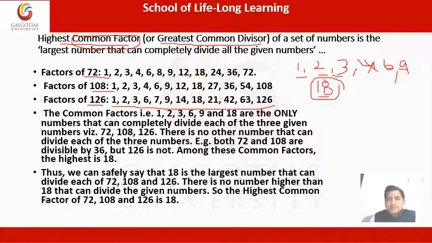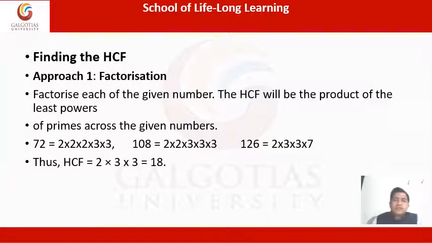Now, what are the different ways to find out the HCF of numbers? Obviously, if there are big numbers, you cannot look for common factors by hit and trial. Suppose I give you a very big number like 2468. The factors of this number would be 1, 2 and so on. That will take a lot of time. So there are a couple of ways to find out the HCF of numbers.